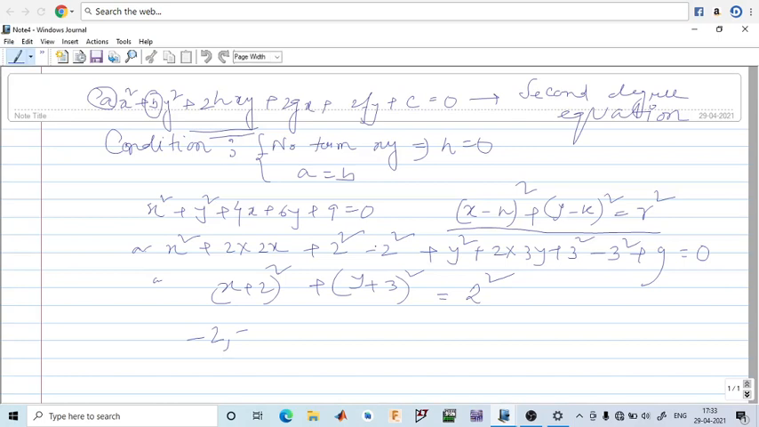Wait a bit, it is having some problem. So I have to write again. Some problem is created. So I have told that this is the center and the radius is 2 units, right? I'm just fast forwarding my process.